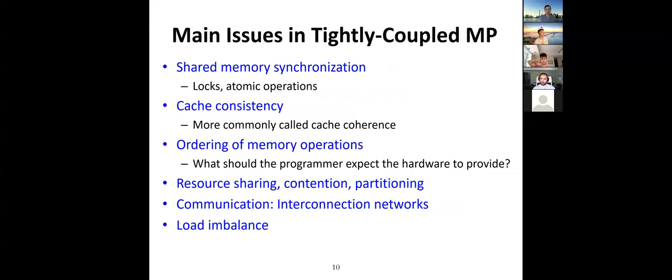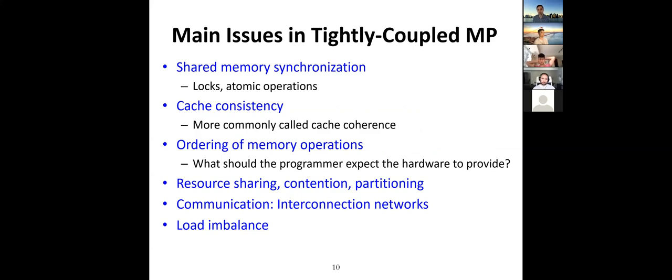So what are the main issues in tightly coupled multiprocessors? First of all, obviously, shared memory synchronization, locks, and atomic operations can slow down execution, and can be very inefficient. And there are a lot of other things. We will have to talk about most of them in this course.